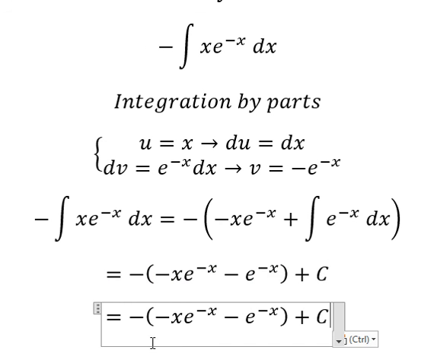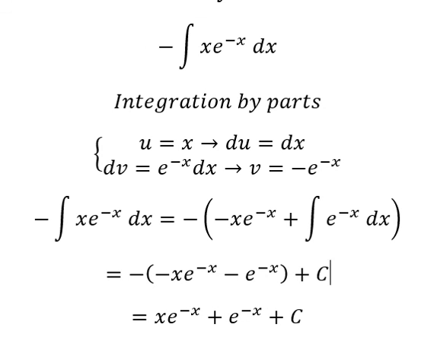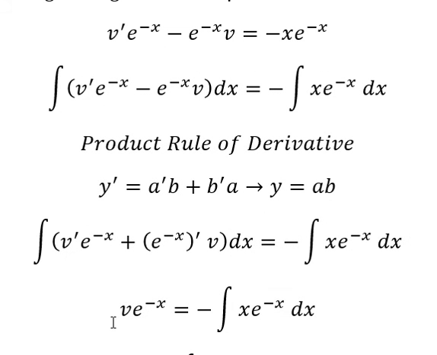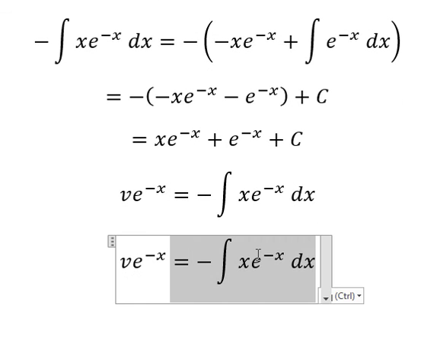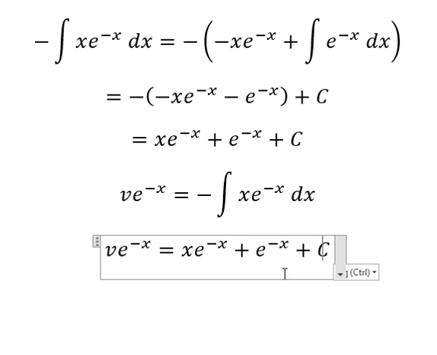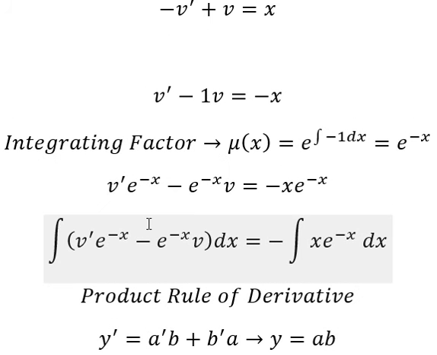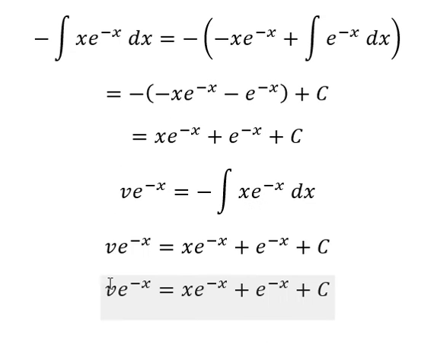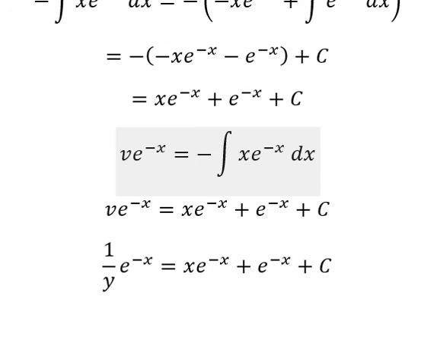Next, we put the negative sign going here. Next, we go back in here. The integration of this one is this one. About v, that is this one. And here is the final answer.